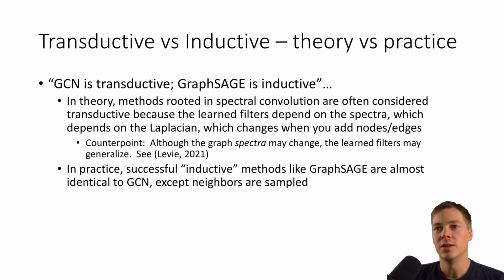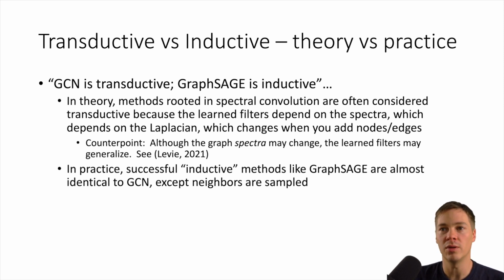And this kind of exposes a discrepancy between theory and practice somewhat. For example, sometimes you'll see in the literature that GCN is considered transductive, but GraphSage is marketed as inductive. In theory, this makes some sense because methods rooted in spectral convolutions, like GCN, are considered transductive because the filters that are learned depend on the spectra of the Laplacian. That's why it's a spectral convolution. And the Laplacian itself will change when you add nodes and edges, and therefore the spectra will change.